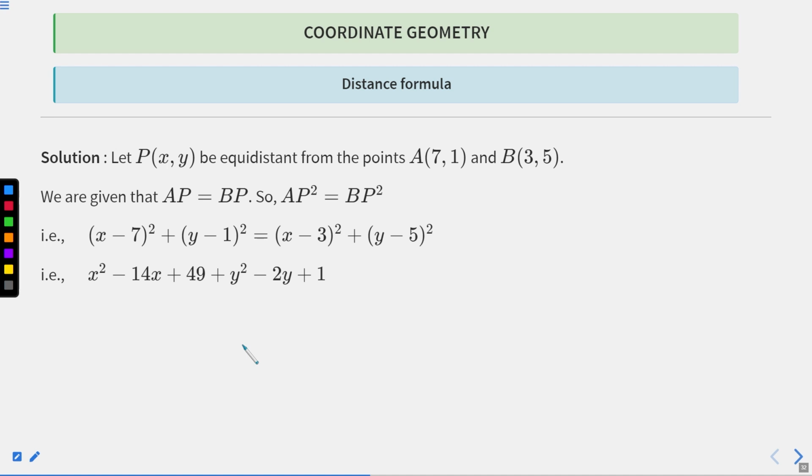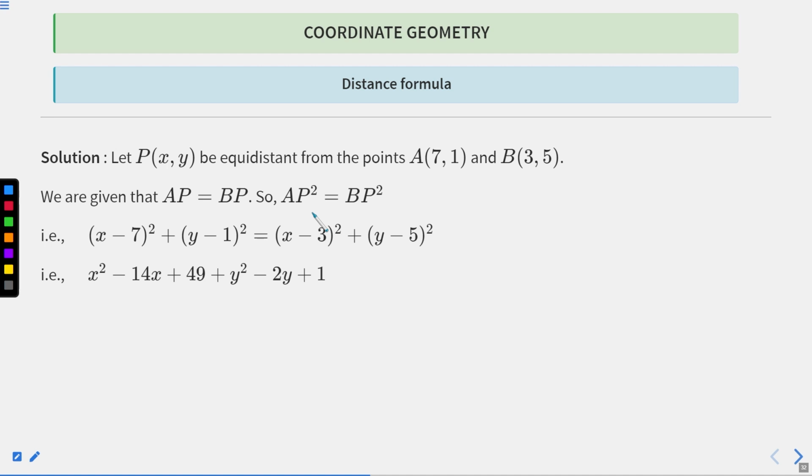So AP square is equal to BP square. The distance AP is equal to the square root of (x minus 7) whole square plus (y minus 1) whole square, and the distance BP is equal to the square root of (x minus 3) whole square plus (y minus 5) whole square. Squaring both sides, we get the equation (x minus 7) whole square plus (y minus 1) whole square equals (x minus 3) whole square plus (y minus 5) whole square.